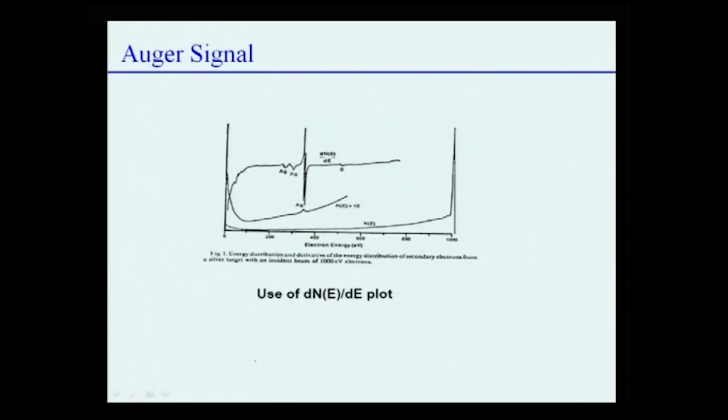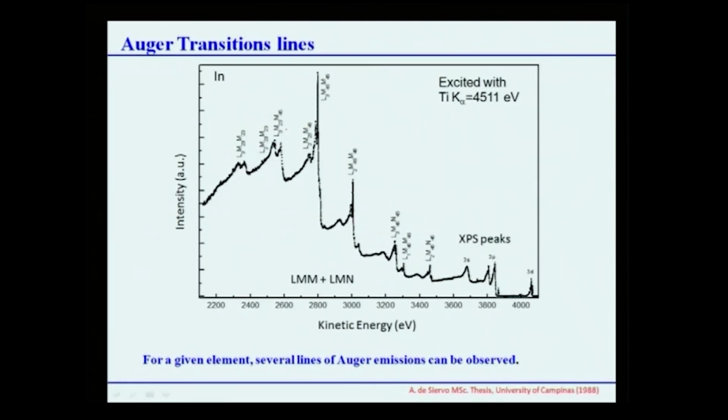Well, to give you a much better idea, this is a plot of N(E) and dN(E)/dE versus energy for electrons, and this is basically from silver. As you see here, this is N(E) of silver against electron energy level, and then this is dN(E)/dE. Signals are much stronger when you plot dN(E)/dE versus energy levels. That is why we use all this.